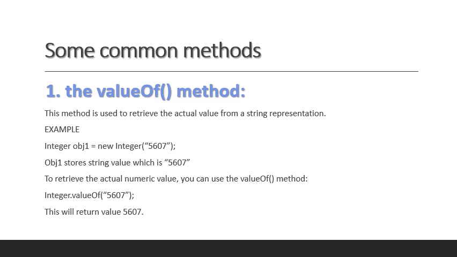Now some common methods. First is the valueOf method. This method is used to retrieve the actual value from a string representation. For example, you are storing the integer value as a string like 5601. So object 1 stores the string value 5601. How do we come to know that it is a string value? Because it is in double quotes. To retrieve the actual numeric value, you use the valueOf method. Here you will type the valueOf method to get its value. Now the value is of the integer type. Earlier it was stored in the form of a string.